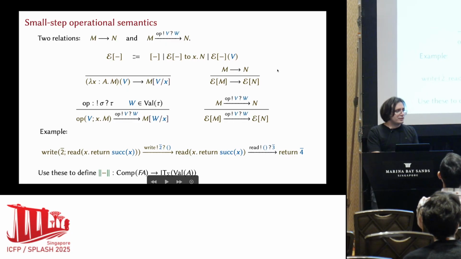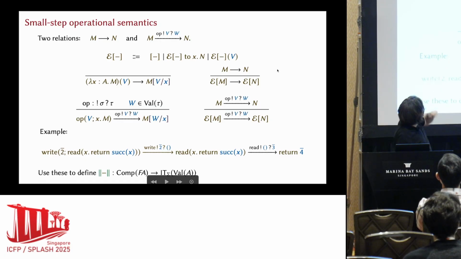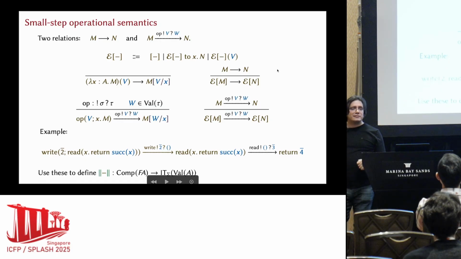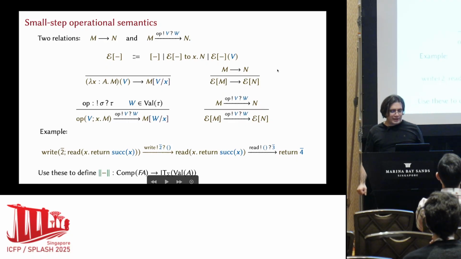You have two reductions. One is your usual pure reduction of terms. The other one is the effectful reduction, which says I'm sending to my kernel the value v, and my kernel responds with my value w. And what you do when you have an operation, you can send that, receive w, and then you continue as the body with w substituted for x.